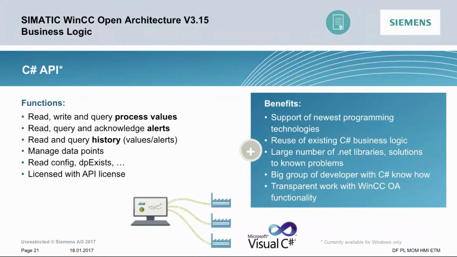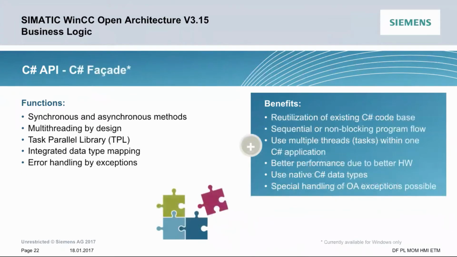C# API and C# facade. Also further enhancements here, but synchronous and asynchronous methods, multi-threading by design, task parallel libraries, integrated data type mapping, error handling by exception. So the benefits all here are leveraging that C# code base and reusing that C# code base, sequential or non-blocking program flows, use of multiple threads within one C# application, and then native C# data types, along with the special handling of OA exceptions are possible within this functional area.